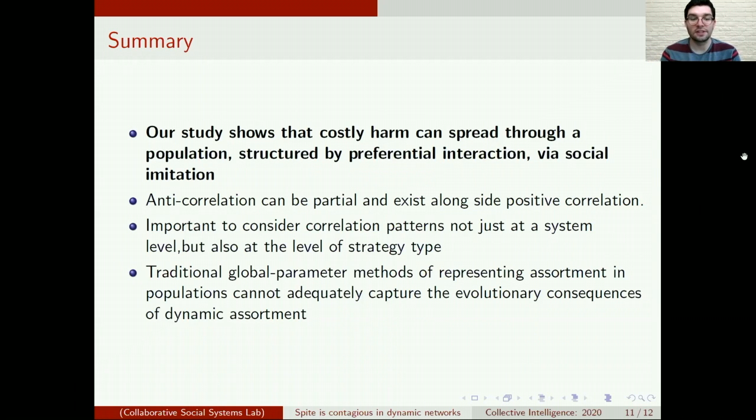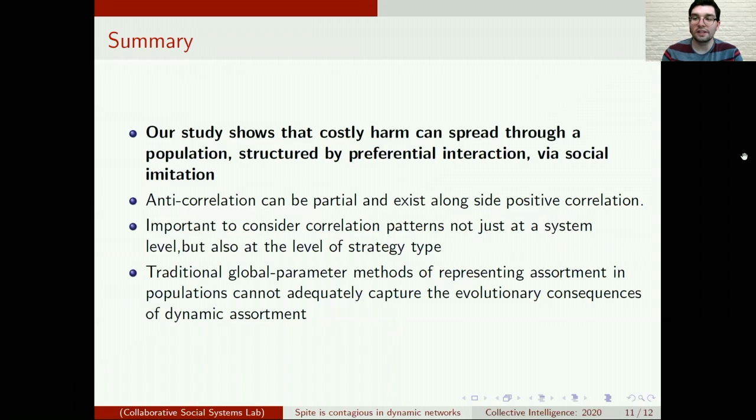Finally here, we're going to summarize what we had just talked about. Our study shows that costly harm, aka spite, can spread through a population structured with preferential interaction and social imitation. We showed that anti-correlation for spiteful agents can exist alongside positive correlation for social agents.